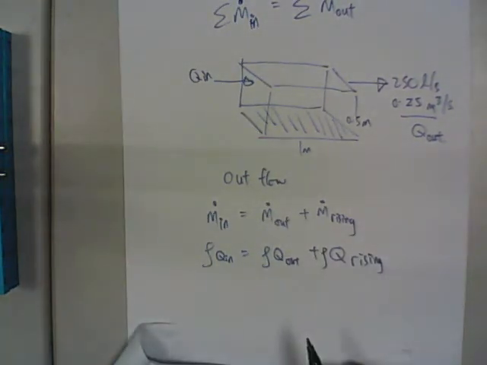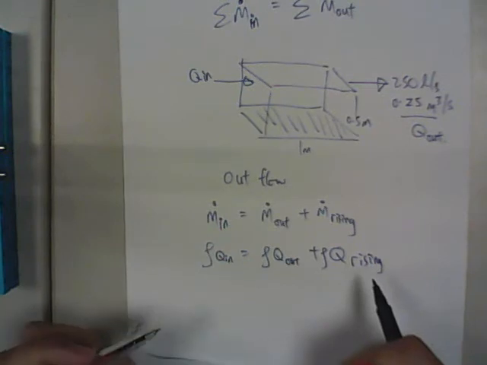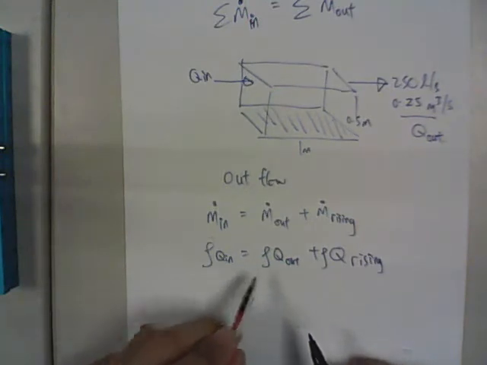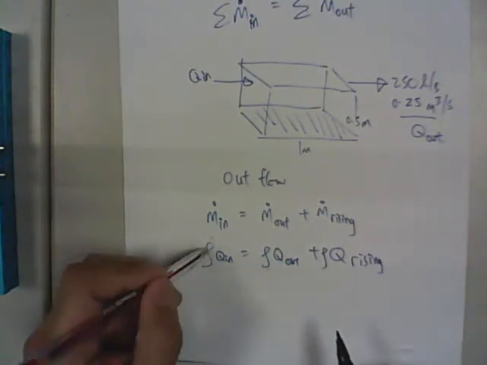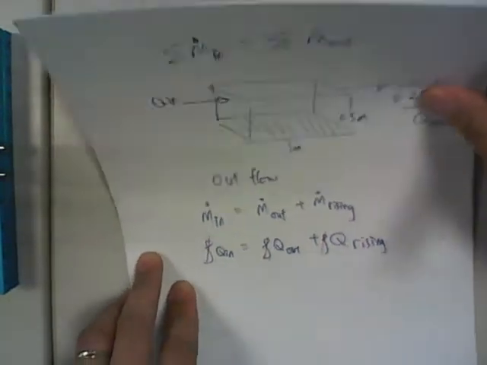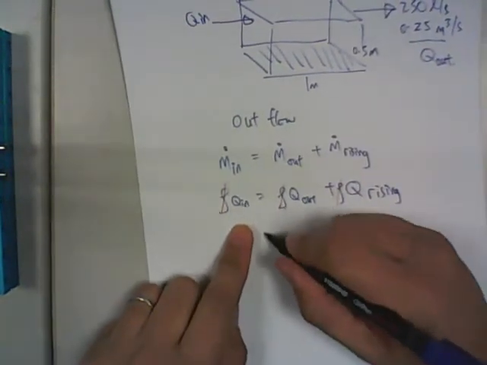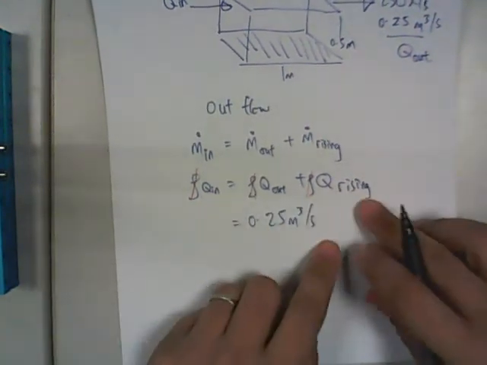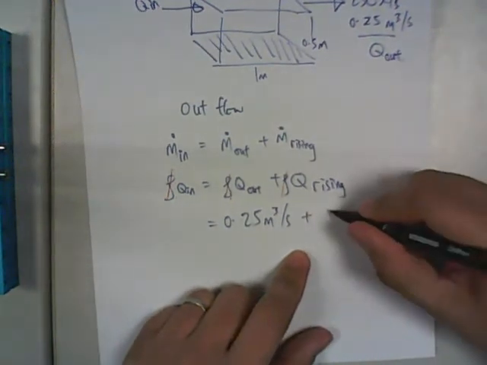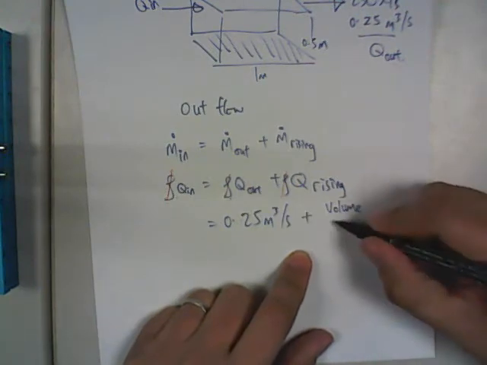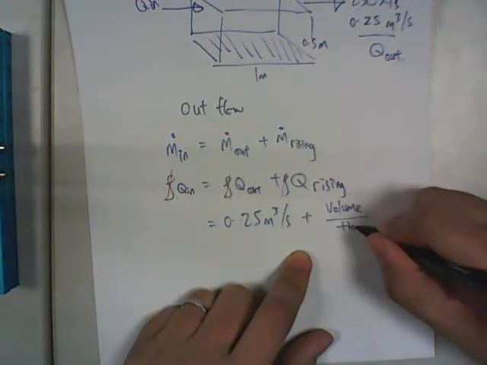And since this is water that we are talking about, and water is incompressible, we can assume that the densities at each point are the same, so they can cancel out. So this is mainly a problem of volume flow rate. Alright, so Q in we do not know, but we know Q out is already 0.25 meter cube per second. So how do you calculate Q rising? Q rising is the volume of the water level that has risen over the time that it took.